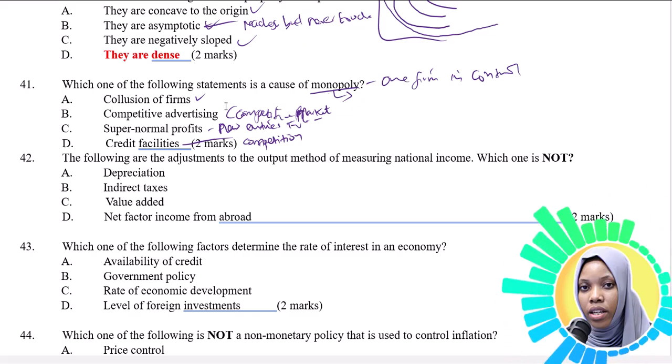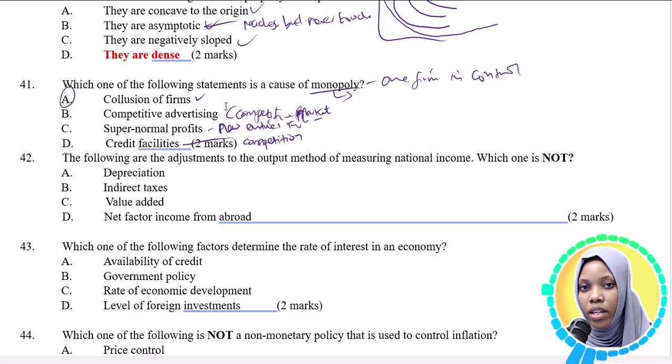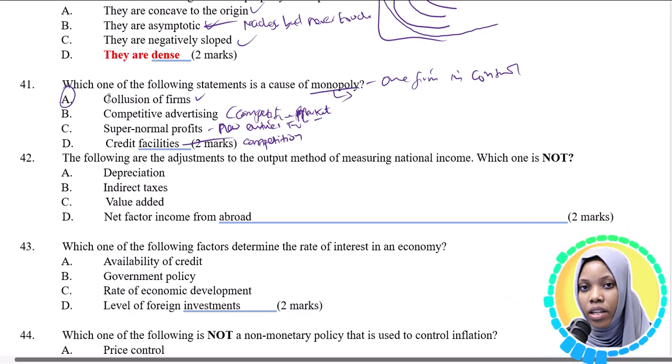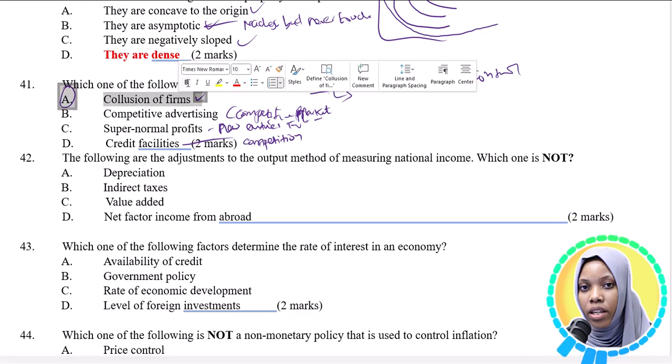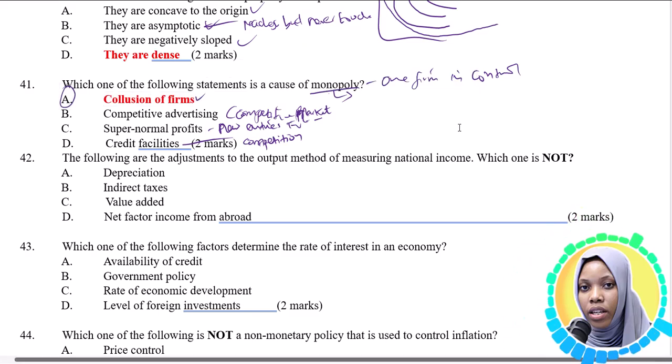So our answer here is A. Collusion of firms causes monopoly. Monopoly market structures are caused by collusion of firms because we'll only have one firm in control of everyone.